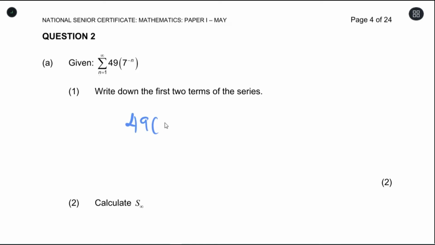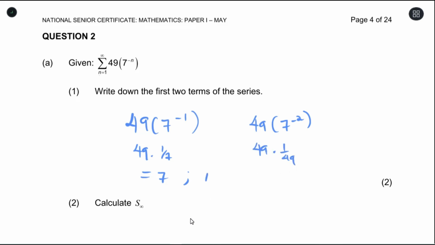So meaning we're going to have, and therefore this one here would be 49 times 1 over 7, which is 7. Then for the second term, we have negative 2, because that will be the next term. So it is 49 times 1 over 49, which is equal to 1. So our first two terms of this series are 7 and 1.